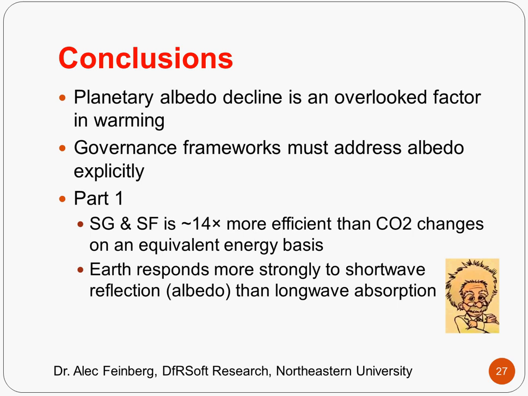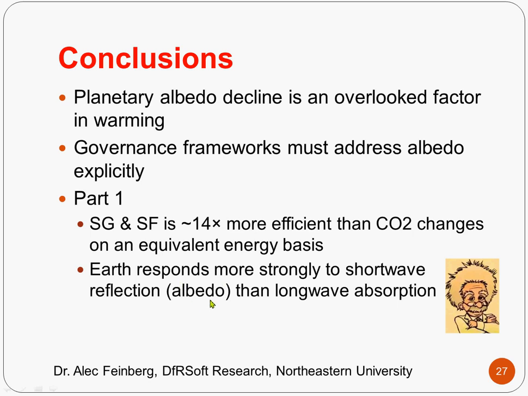In terms of governance, we have to address explicitly the albedo decline. As in part one, I showed that solar geoengineering and solar forcing is a factor of 14 times more efficient or stronger than CO2 changes on an equivalent energy basis. So the Earth responds more strongly to short-wave reflection albedo than long-wave absorption. That's telling us that we need to do something to stop that.